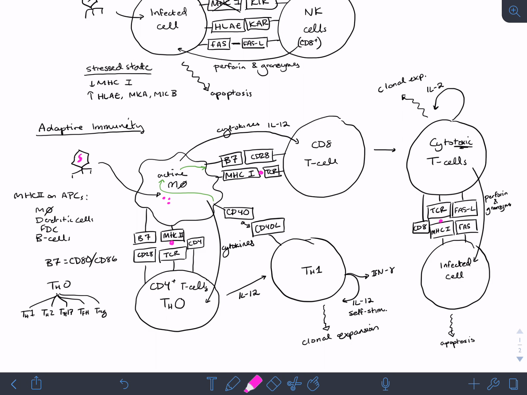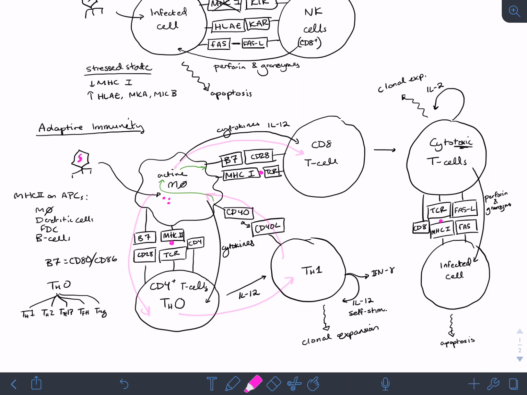You're going to then activate a T helper 0 cell. That T helper 0 cell is going to become a Th1 cell. The Th1 cell is going to go back and activate the macrophage. So it's kind of like you scratch my back, I scratch yours. The macrophage activates the T helper 0 cell, the Th1 now activates the macrophage. And now that the macrophage is activated, it can activate the CD8 T cell.